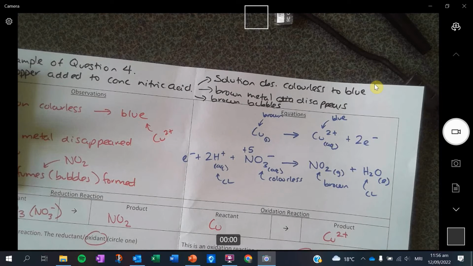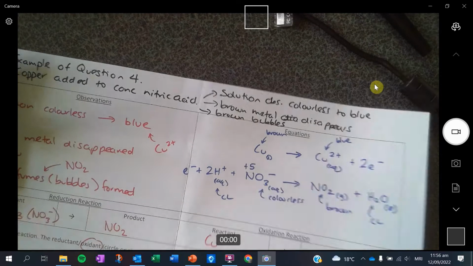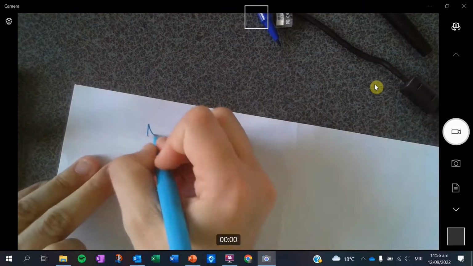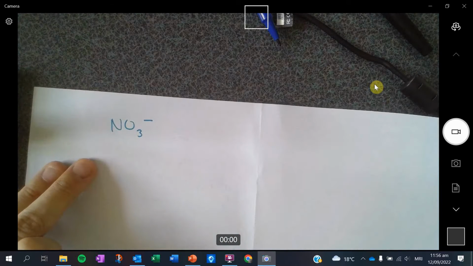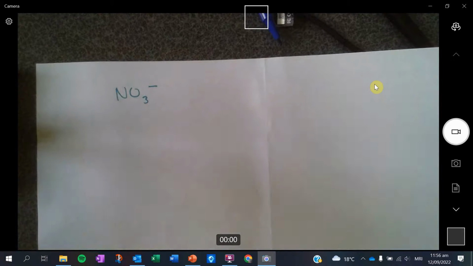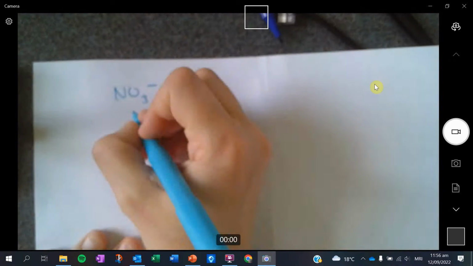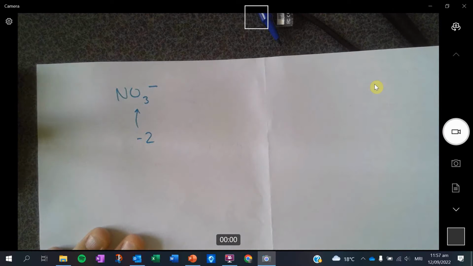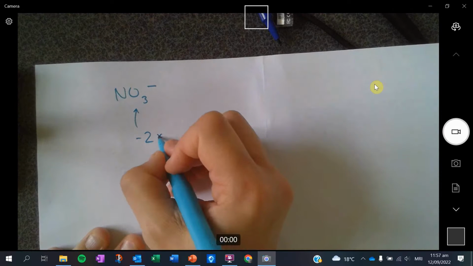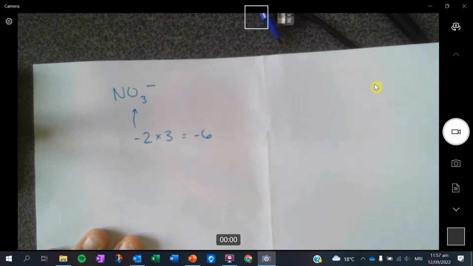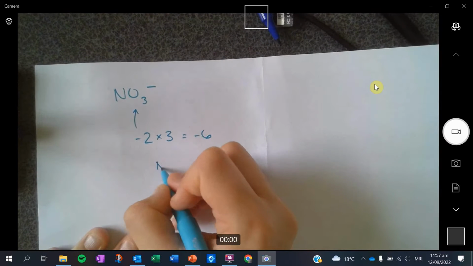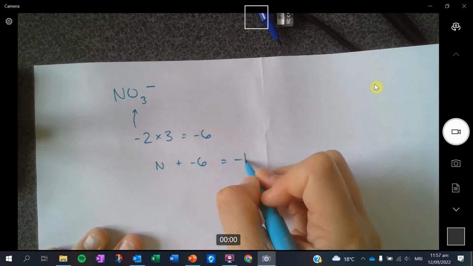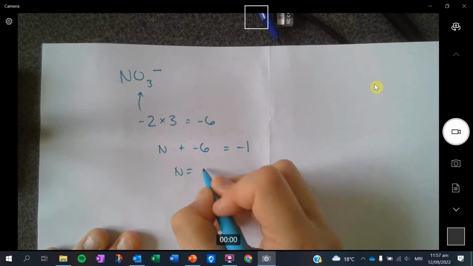Do you want me to show you the mathing? Okay. I'll grab another color. All right, NO3-. So we need to do something called oxidation math, don't we? Sorry, it keeps flickering. All right. Oxygen, based off the oxidation number rules, is going to be -2. Do we agree? Yes. All right, I have 3 of them, so that equals -6. So I have my nitrogen plus -6 equals -1. N equals +5.